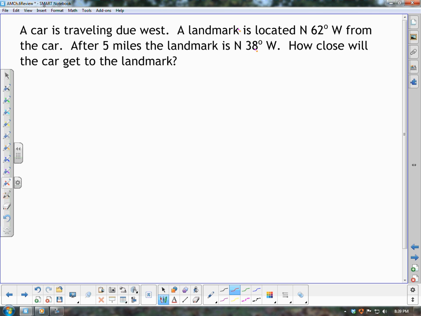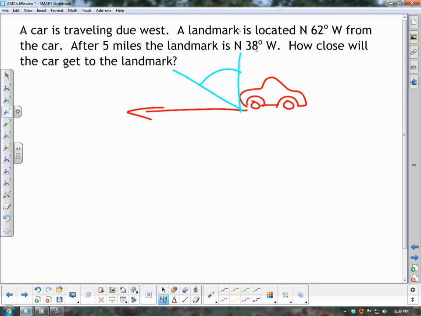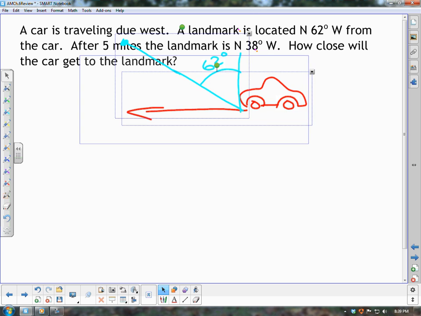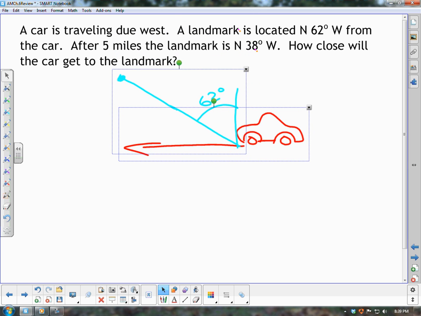Have this question here. A car is traveling due west. A landmark is located north 62 west from the car. So north 62 west from the car. So it's up here. Maybe bring that down so you can see it.